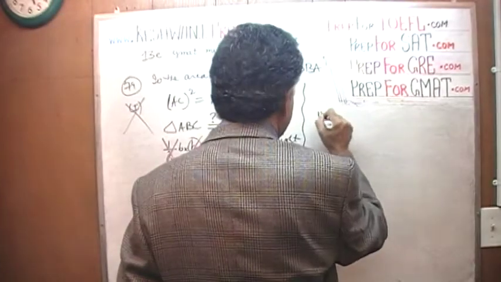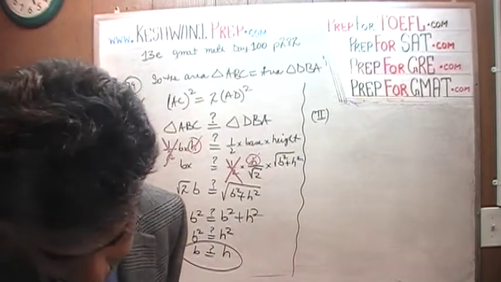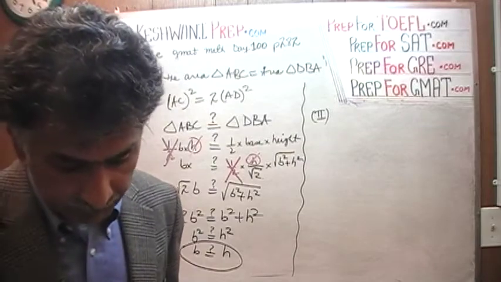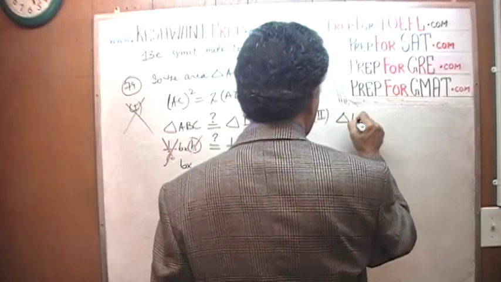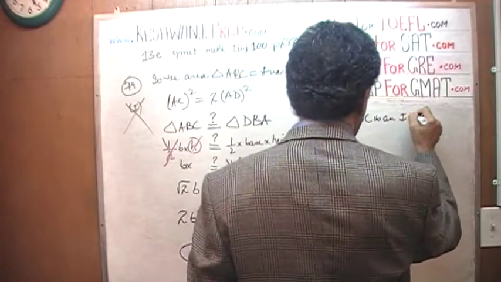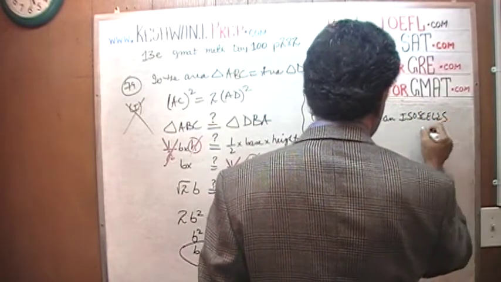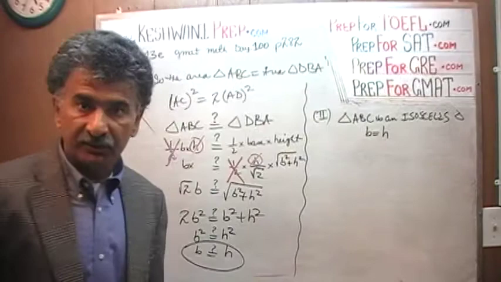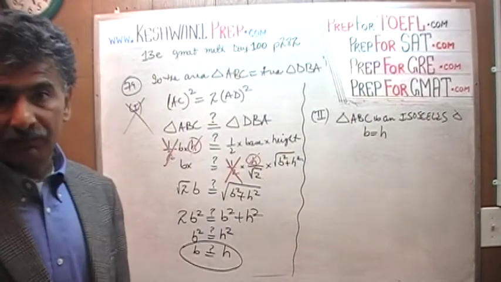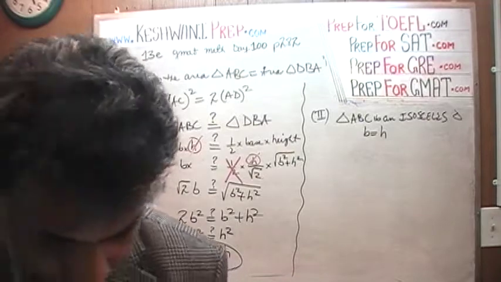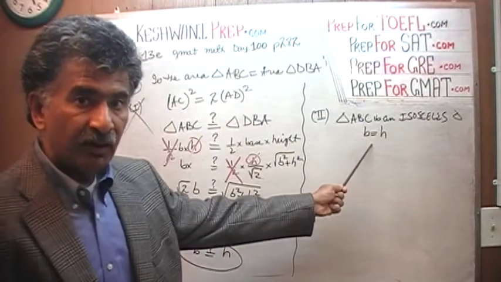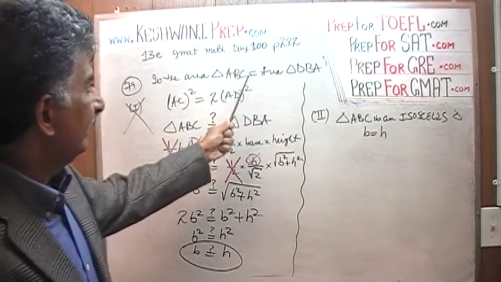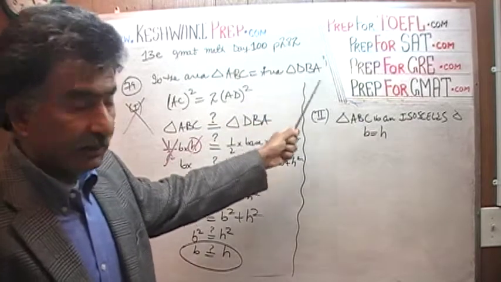The second statement, what does the second statement tell us? What do you know? Triangle ABC is an isosceles triangle. In other words, what they're telling us is that B equals H. In the diagram that I just erased, B equals H. Again, that by itself, you must pay attention, is not enough to enable us to answer the question: is the area of the triangle ABC equal to the area of the triangle DBA? That by itself is not enough.